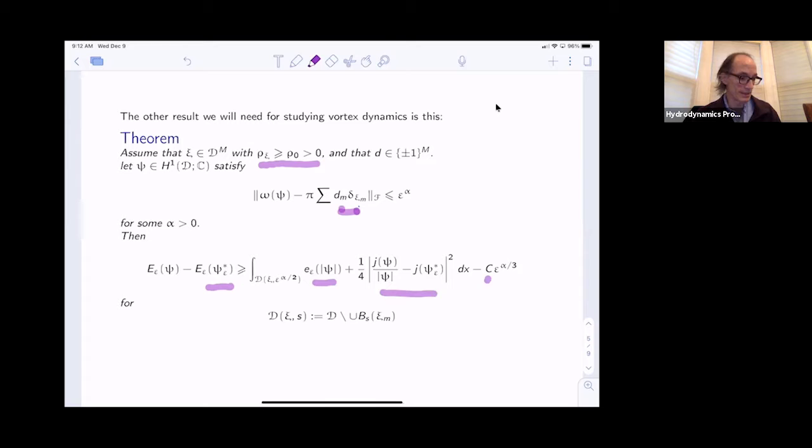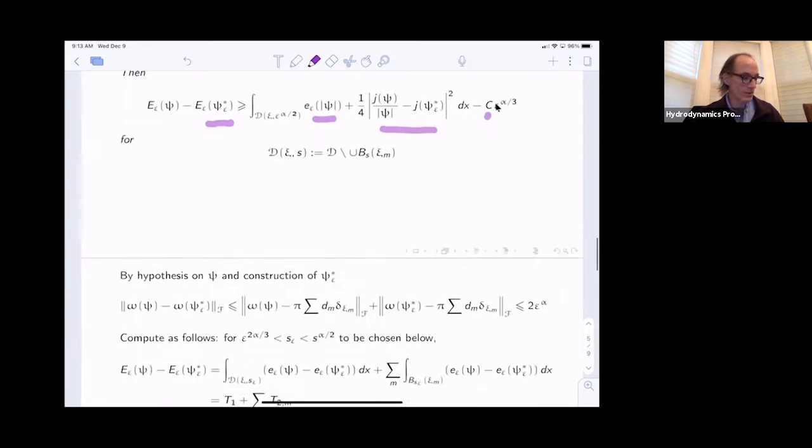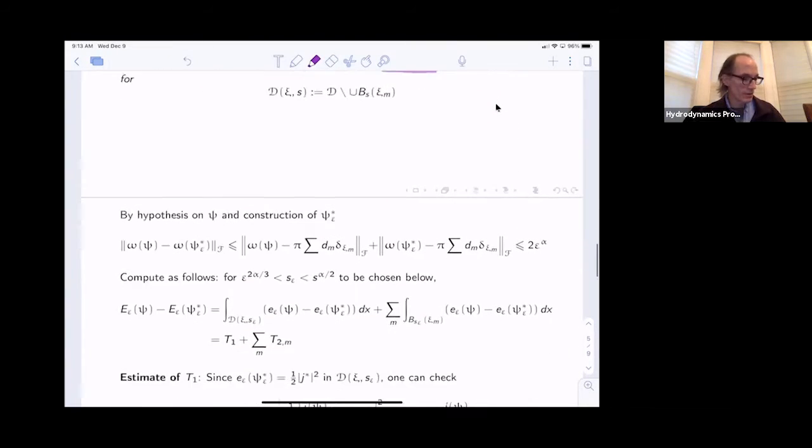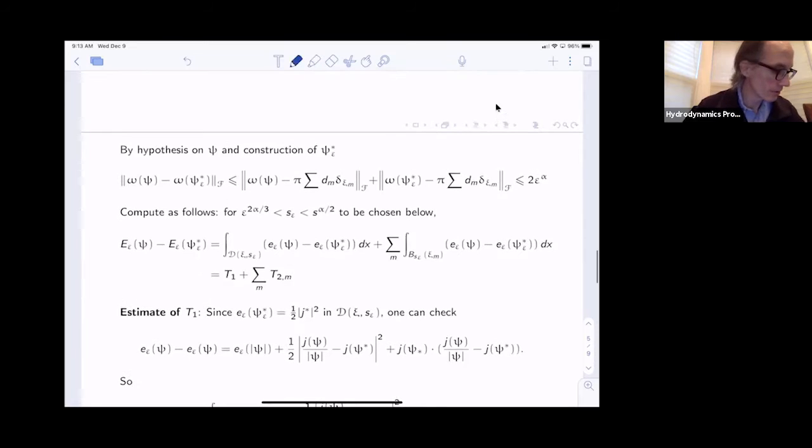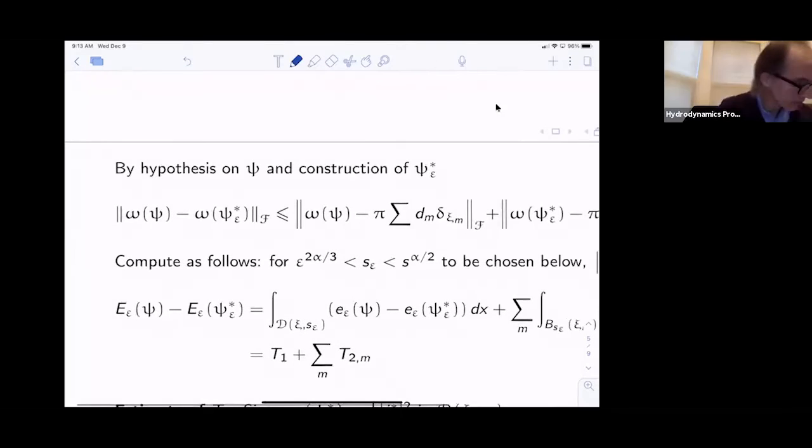Here I'm writing D of c and s for the domain with balls of radius s cut around points c sub 1 up to c sub n. And so that's the theorem, and we started proving it. I'm going to sketch the proof very quickly, some ingredients in the proof, and then we'll move on to the Gross-Pitaevskii equation. So here are the proof ingredients, the ideas.